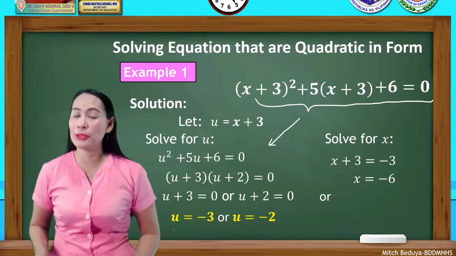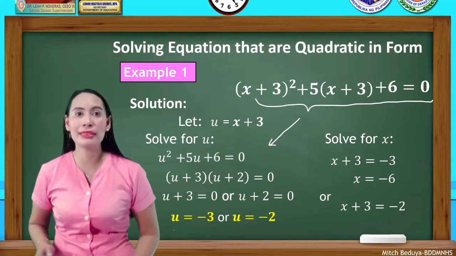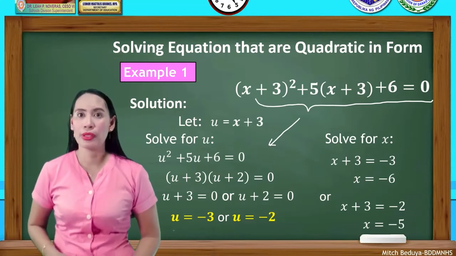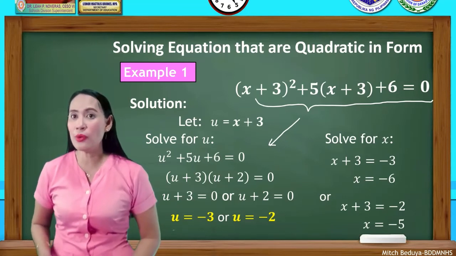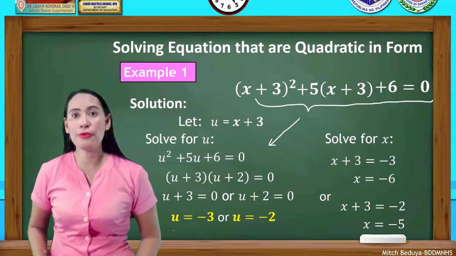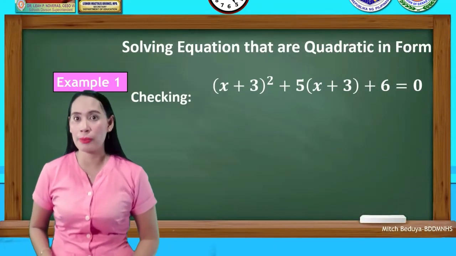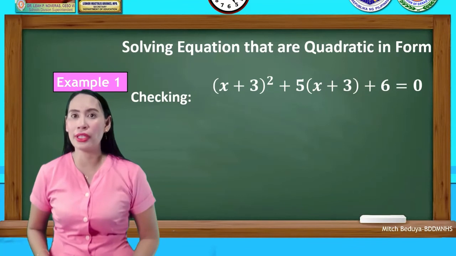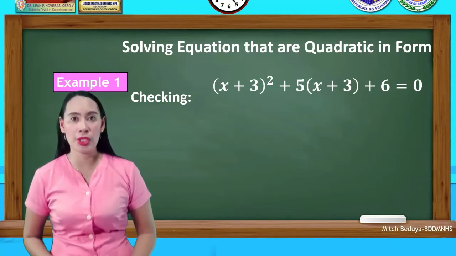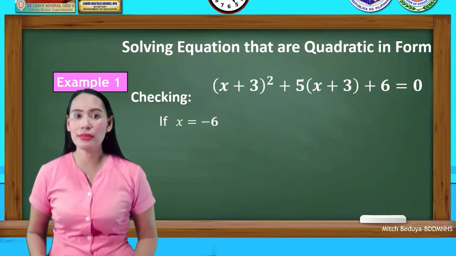Next, we substitute negative 2 for u. So the equation becomes x plus 3 equals negative 2. Then x equals negative 5. We check if the values of x can really satisfy the original equation, or we must check our answer for extraneous roots. So we go to the original equation and check them there. So here is the checking.